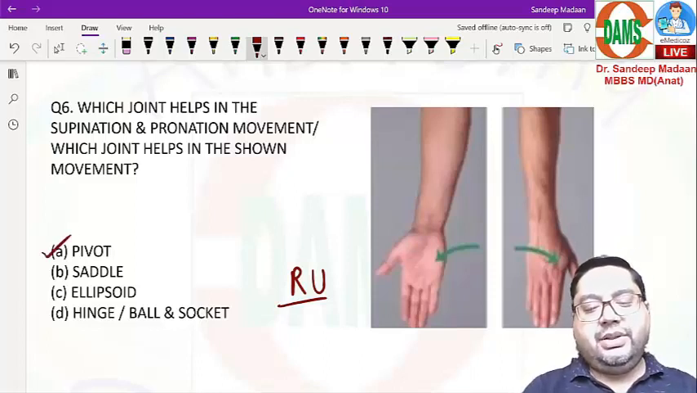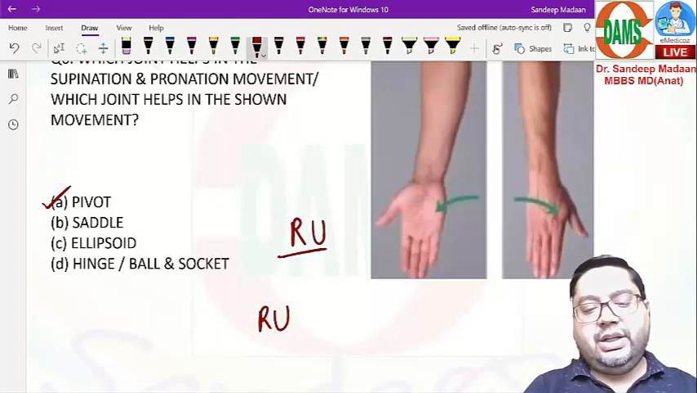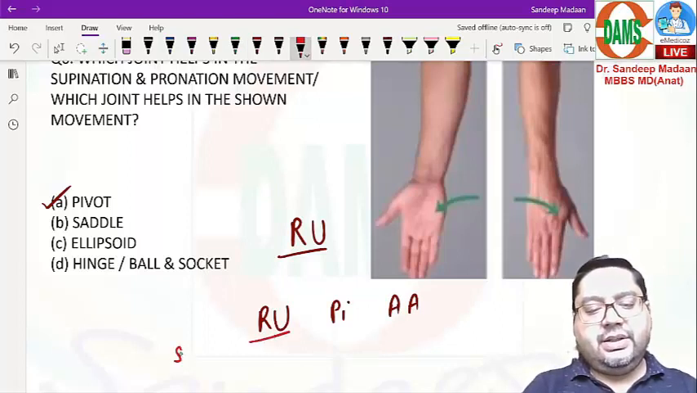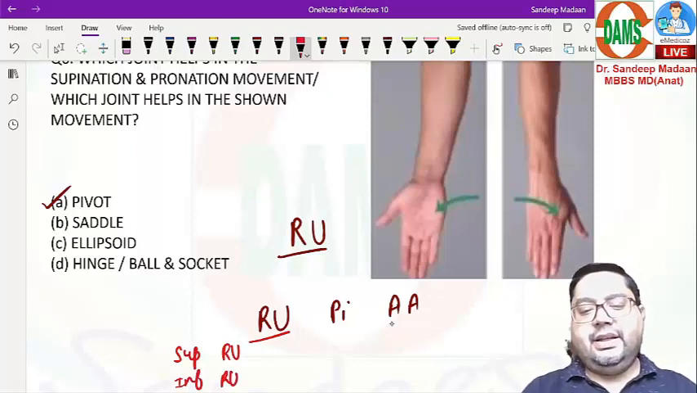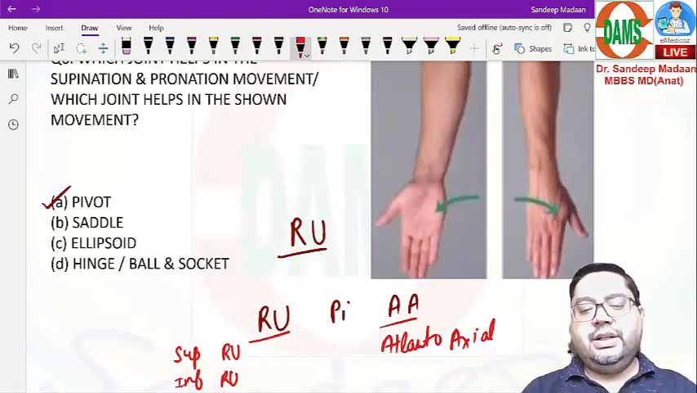And how to remember this? We can use one mnemonic to remember the pivot type. The mnemonic is Rupia. Rupia is our mnemonic. And what is the meaning? This RU is radioulnar joint, superior radioulnar and inferior radioulnar. And AA is atlantoaxial joint. So atlantoaxial joint which allows no movement. When we say no like this, atlantoaxial joint which is involved in the no movement is actually a pivot type of joint.